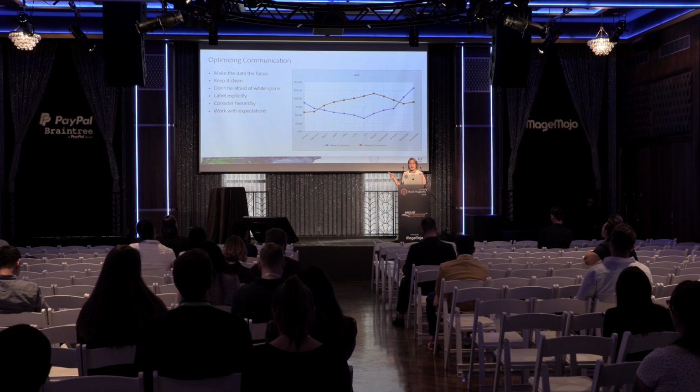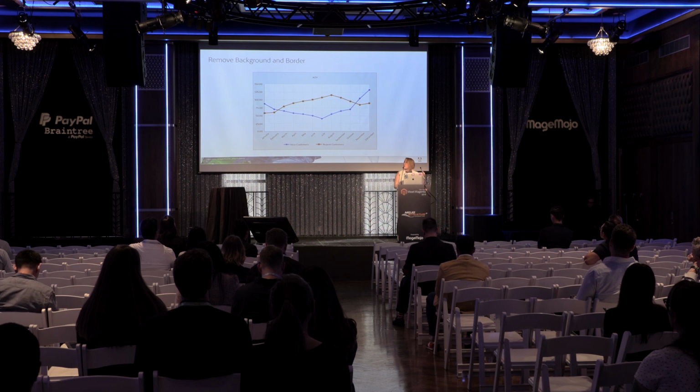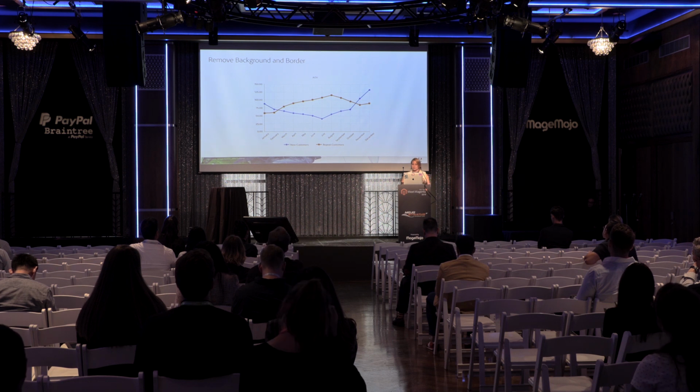And finally, considering hierarchy and working with expectations. So our brains like to read left to right, top to bottom. We kind of do a zigzag as we do it. So use that to your advantage when you're considering how to put titles and things like that on the chart. So let's see how we can improve this one. First step, we can remove that background and border. Right away, that's cleaning up the graph quite a bit.